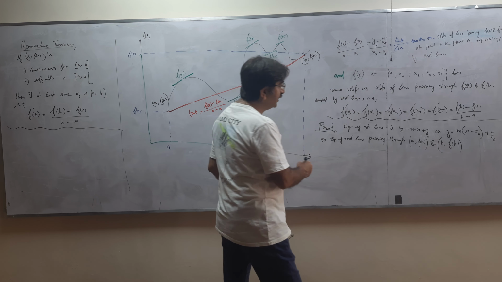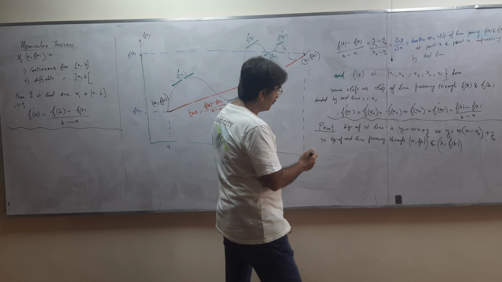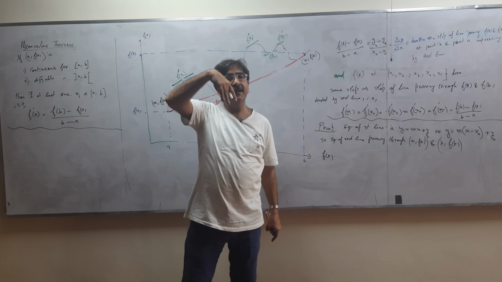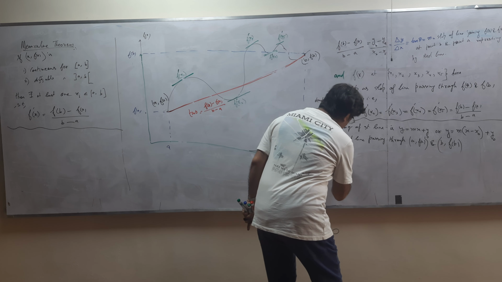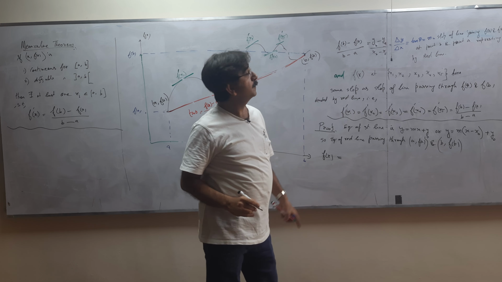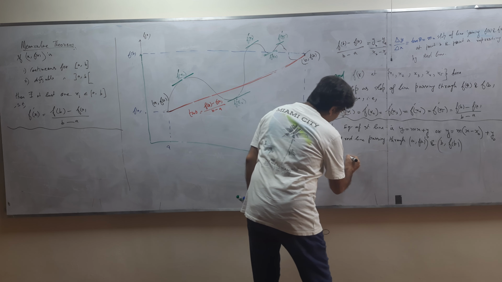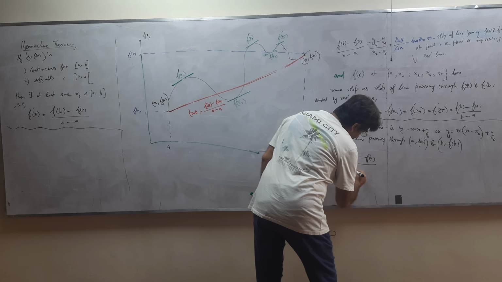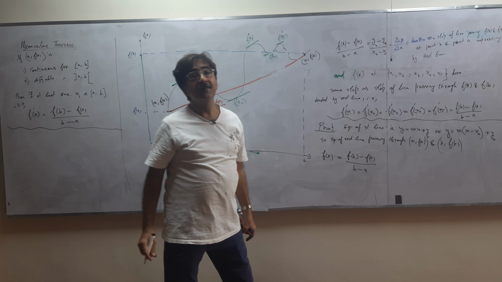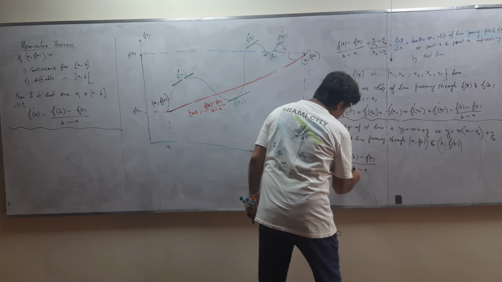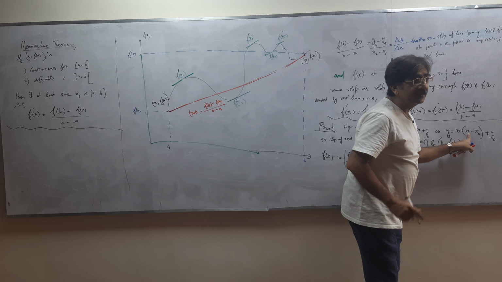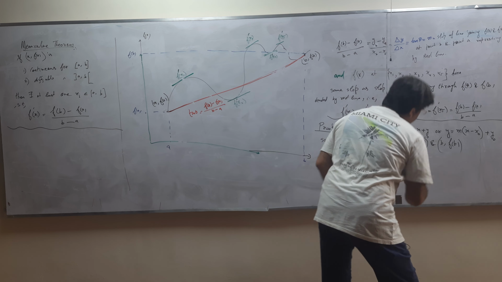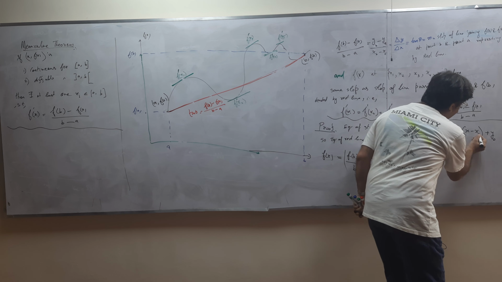So what will the equation be? What is the y? Y is fx, meaning any point along the y, fx. What is the slope m? Slope is (fb minus fa) divided by (b minus a). X is the variable. Initial point minus x naught.